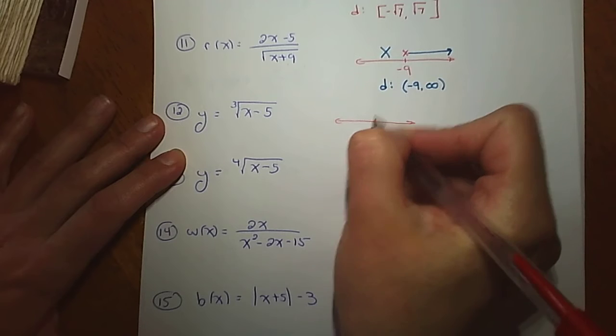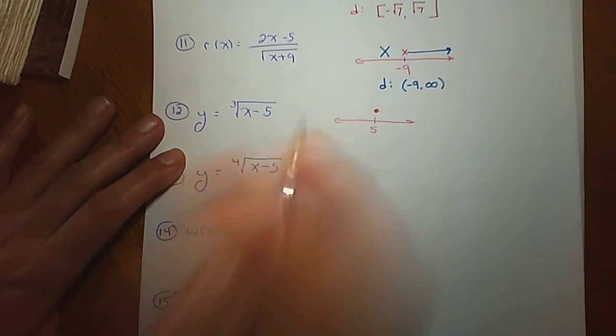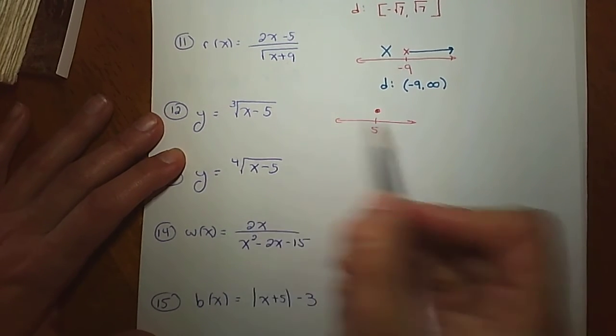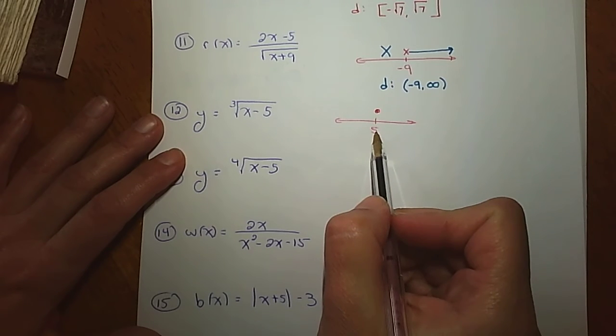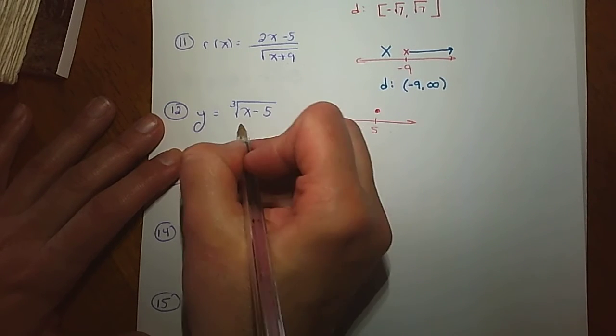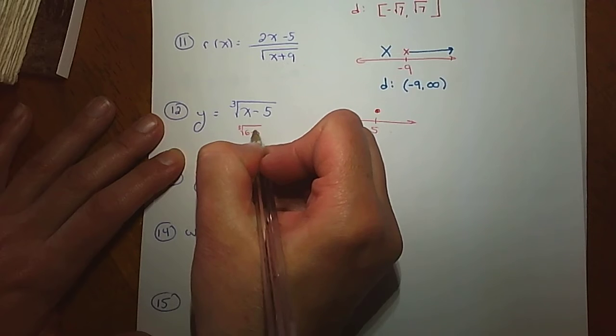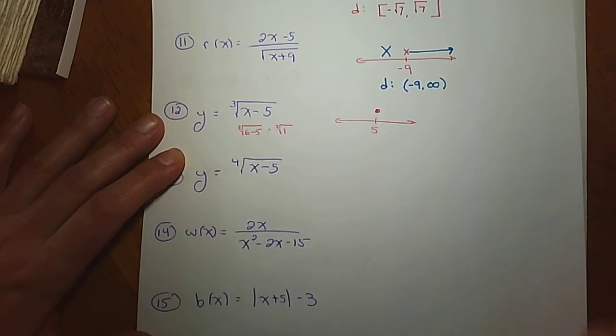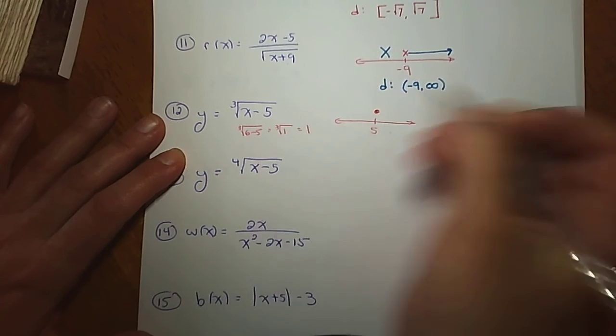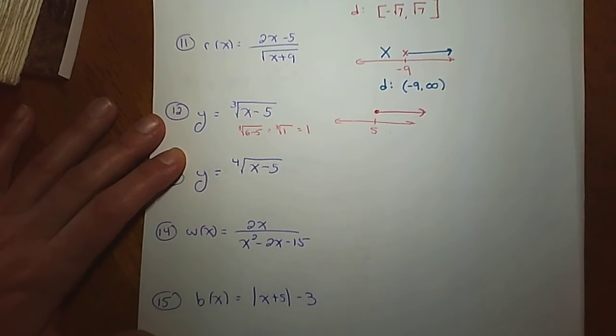That would make 0. And we're allowed to have it because it's not in the denominator. Now we're going to test. Plug in a number bigger than 5, like 6, right? What's the cubed root of 6 minus 5? So what's the cubed root of 1? 1, all right? So that worked. So we're going to go that way.